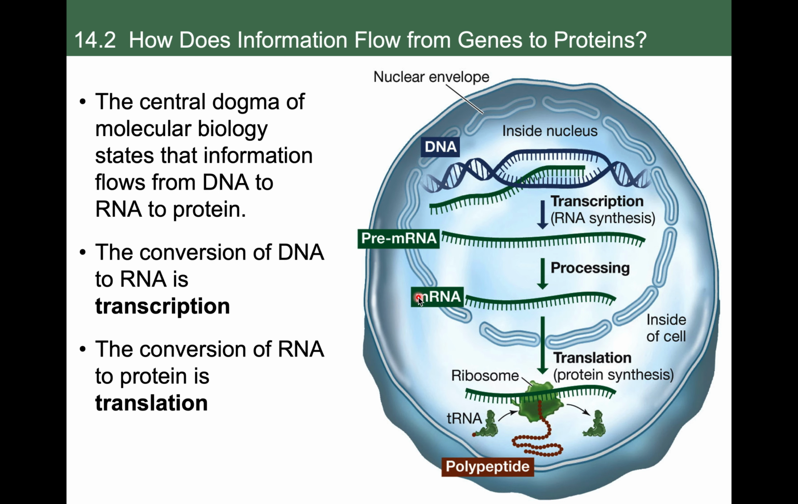So we make an RNA copy that is eventually going to become what's called the messenger RNA. And then that has to leave the nucleus, and we would translate that RNA into a protein or a polypeptide out in the cytoplasm at a ribosome. So we actually have this physical separation in eukaryotes between those two phenomena.